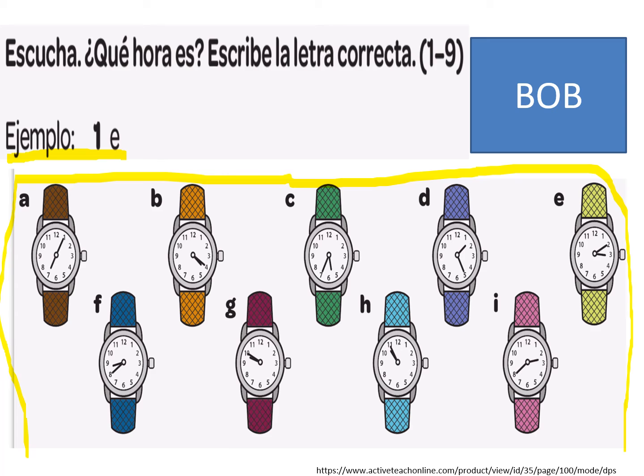Son las 3:10. As you can see, number 1 is marking this time, the time of the clock E. That is why next to 1 I wrote E.